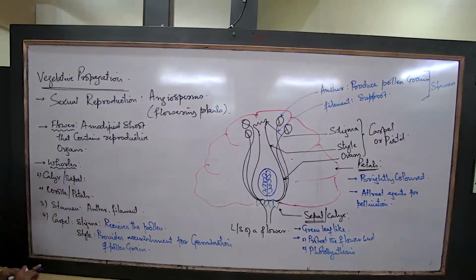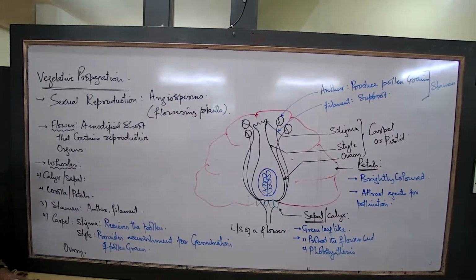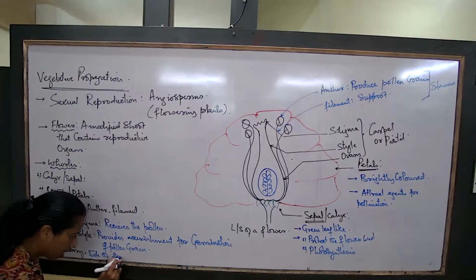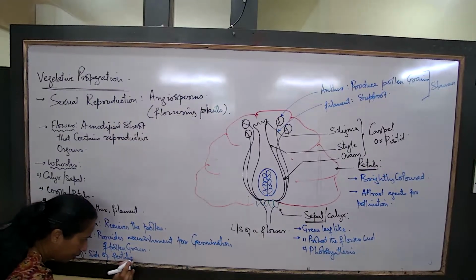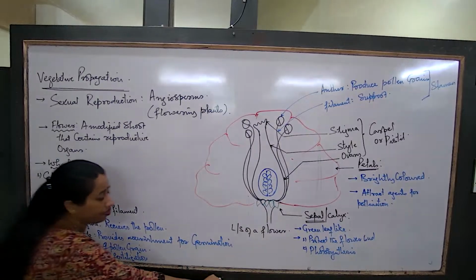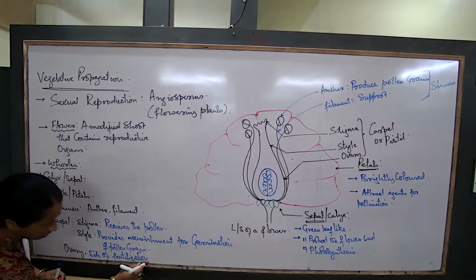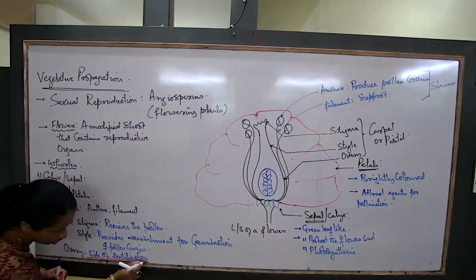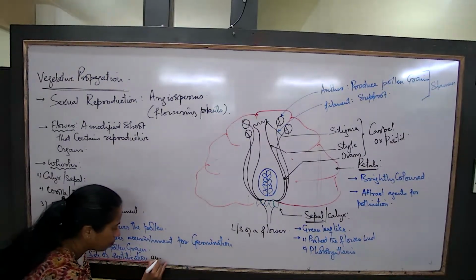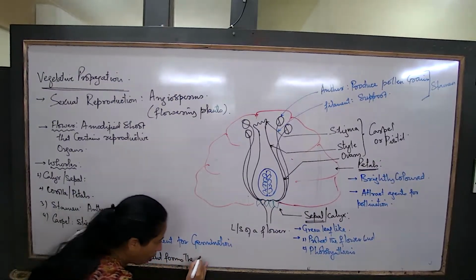Lastly, to remember, what is the function of the ovary? It is the site of fertilization in case of a flower, a very important point to remember. And it forms the fruit.